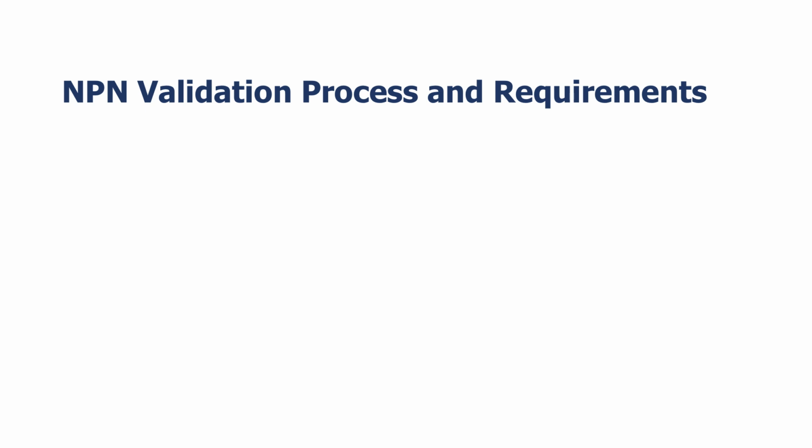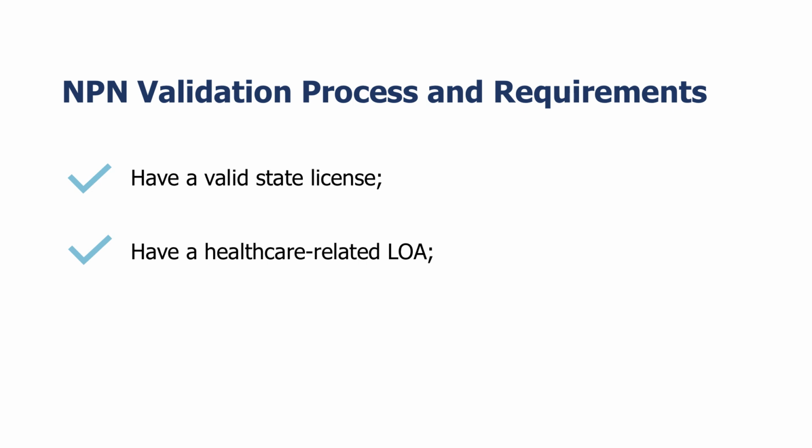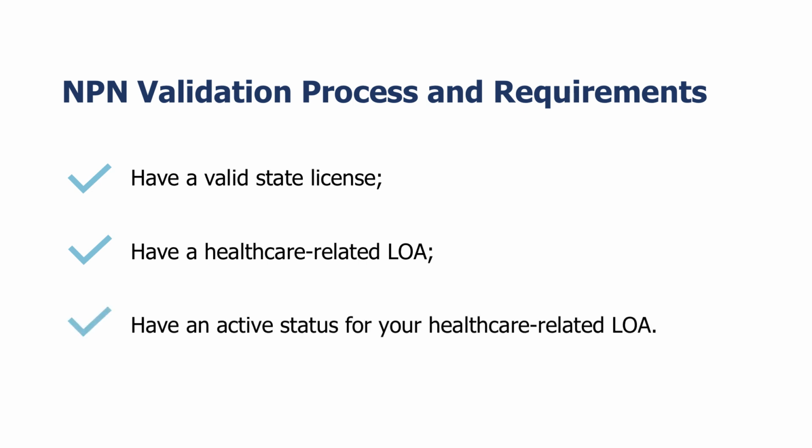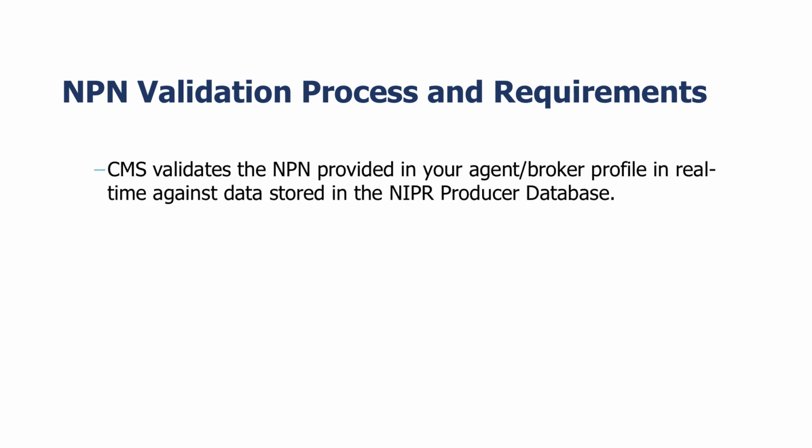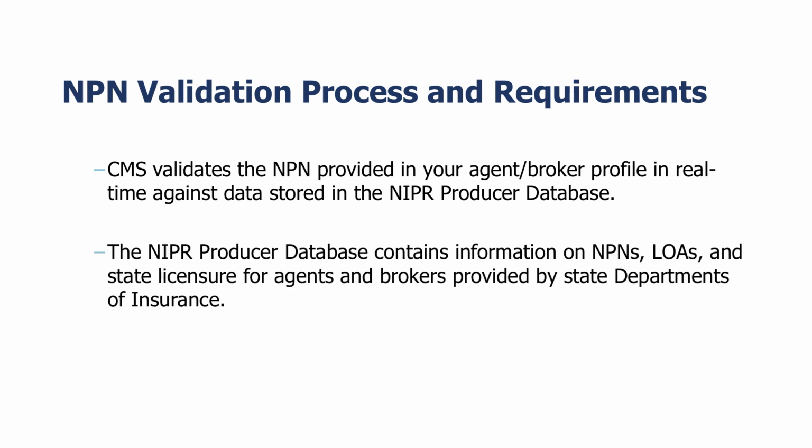To be validated, you must have a valid state license, have a healthcare-related line of authority, or LOA, and have an active status for your healthcare-related LOA. CMS validates the NPN provided in your agent broker profile in real time against data stored in the National Insurance Producer Registry, or NIPR, producer database. The NIPR producer database contains information on NPNs, LOAs, and state licensure for agents and brokers provided by state departments of insurance.